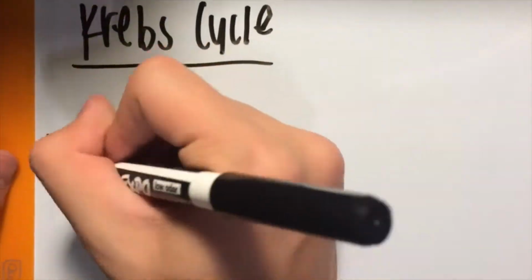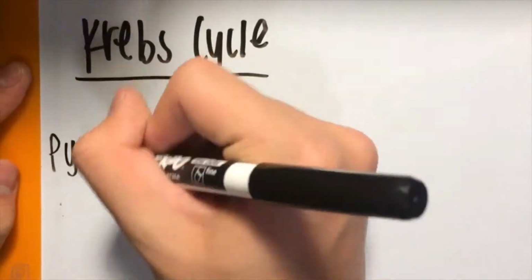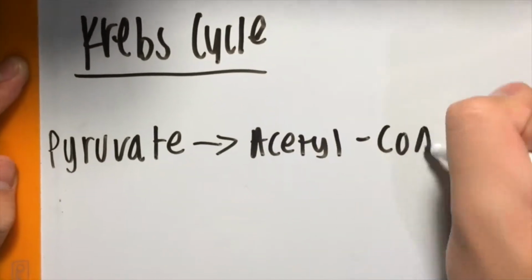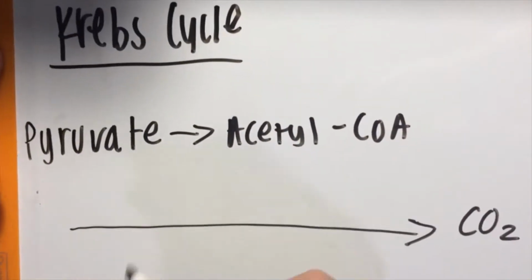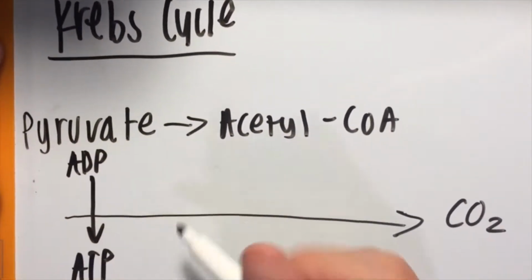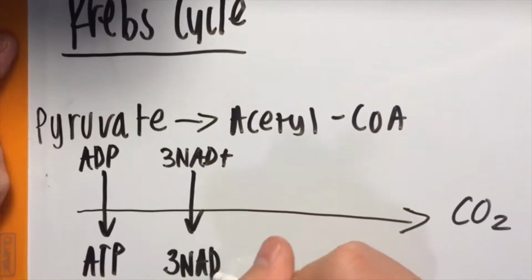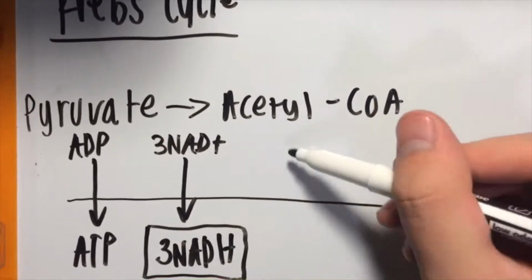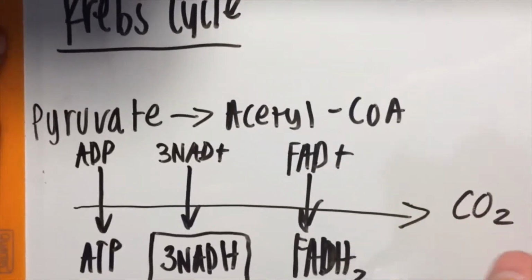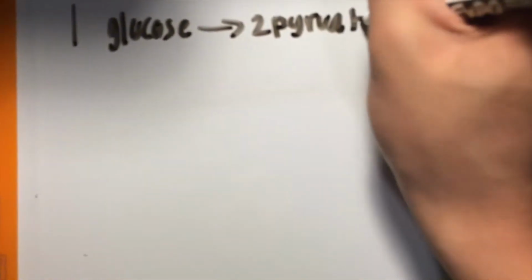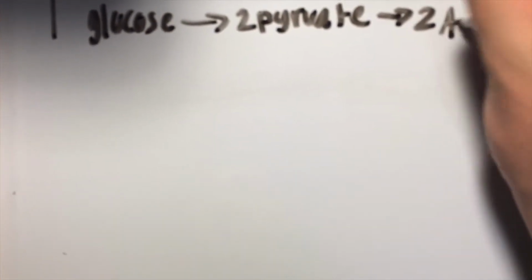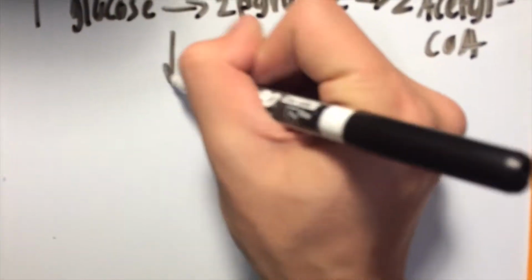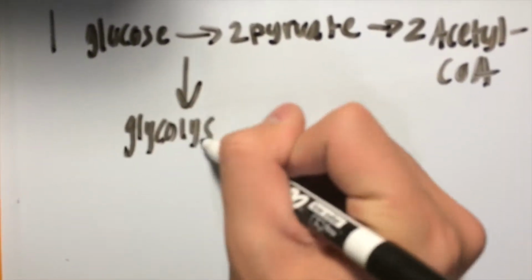During the Krebs cycle, one pyruvate is turning into acetyl-CoA. During this process, ADP becomes ATP, 3 NAD plus becomes 3 NADH, and FAD plus becomes FADH2. As a result, carbon dioxide is formed. So in more specific terms, one glucose forms 2 pyruvates, and from each pyruvate you get acetyl-CoA. And since there are 2 pyruvates, you have a total of 2 acetyl-CoA.